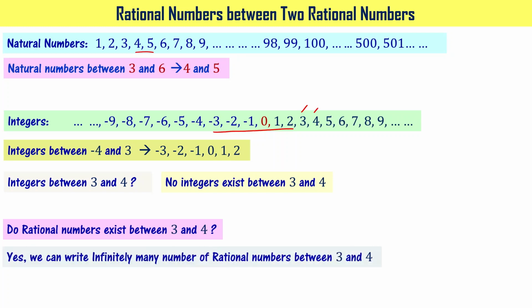Answer is yes. We can write infinitely many rational numbers between 3 and 4. Take note of this point. We said that we can write infinitely many rational numbers, not 1 or 2, between 3 and 4. Let's understand how we can do that.